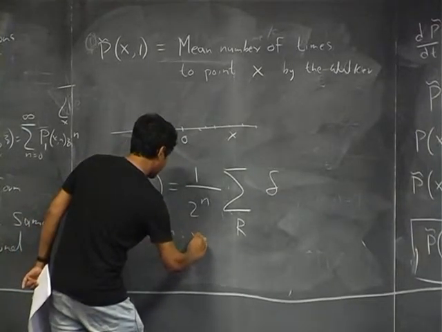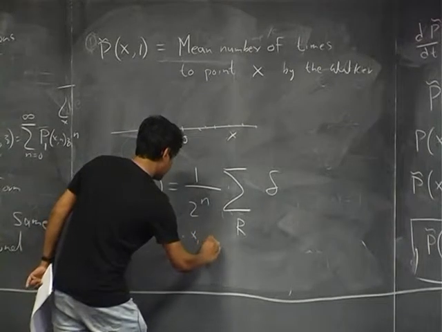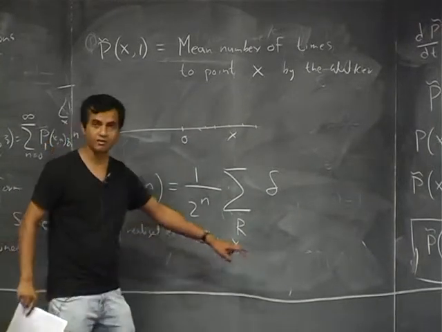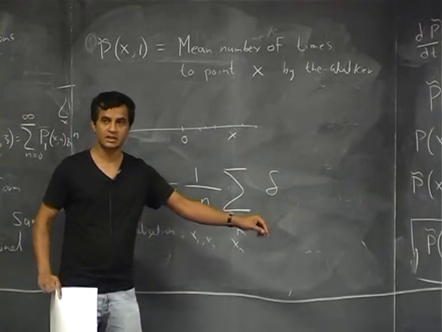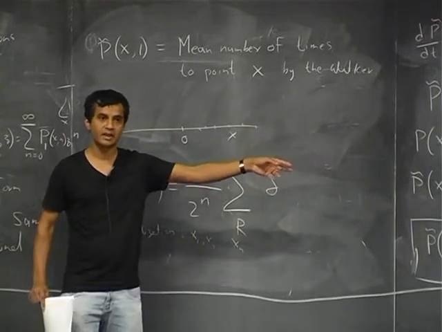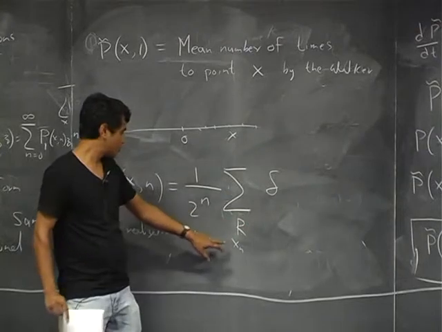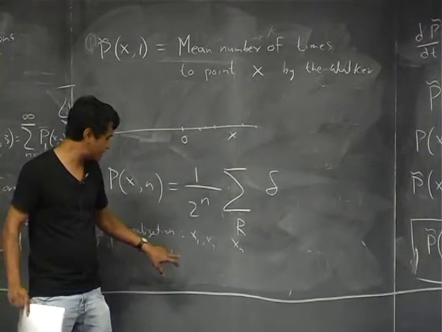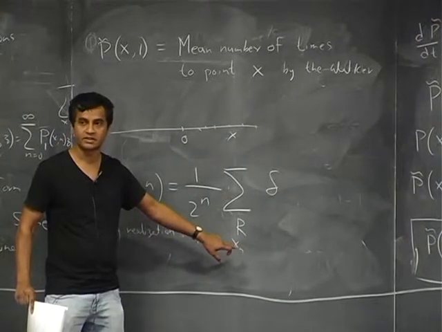So any walk is let's say x1, x2, xn. So this is a given realization of the walk. First step it's at x1, second step it's x2, and last step, n-th step, it's xn. Okay, so I will have 2 to the power n such realizations. Each will be some different sequence, right?